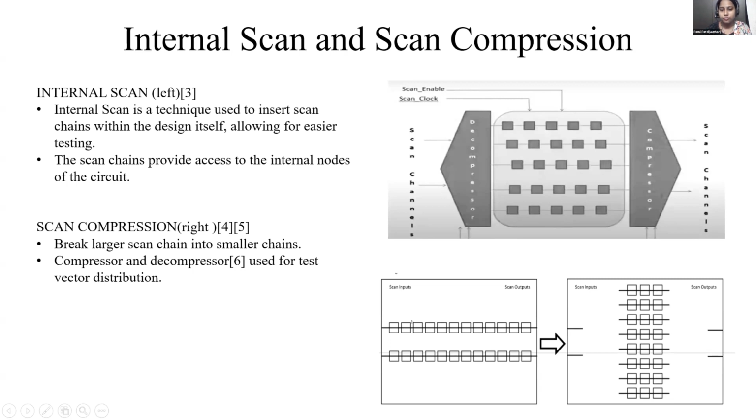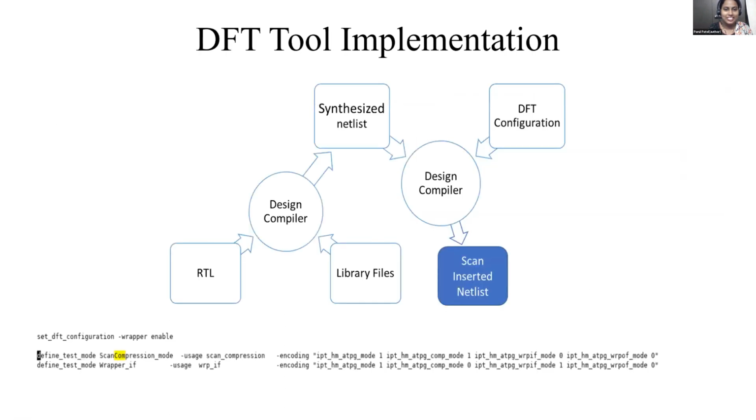Think of it as 15 flops, and if you divide them into 3 chains, you will get 5 flops in each chain. They all work in parallel. So instead of 15 clock cycles, you can do it in just 5 clock cycles. Just giving you one comparison to think about.